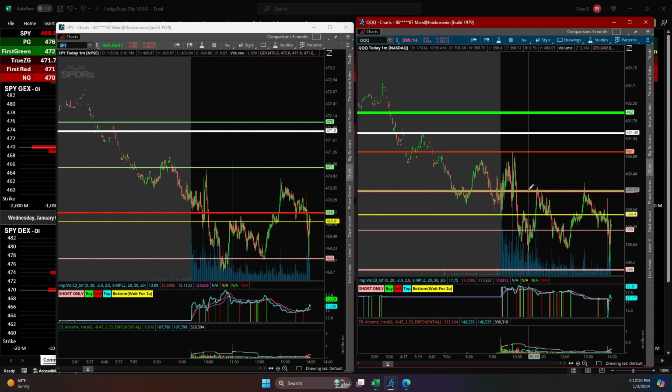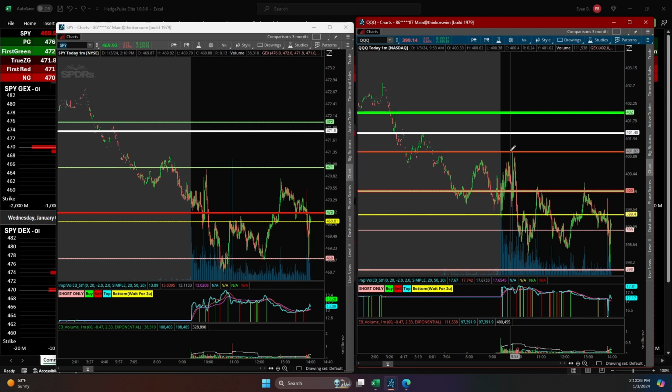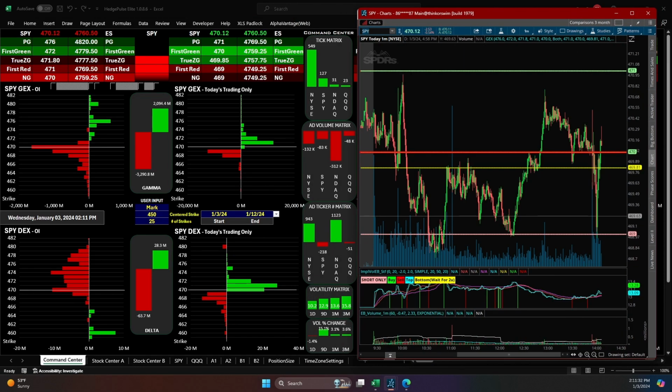But see, the 400, they push below, push back up to it, and it gets rejected. And then they run it down here, push it back up, and then they push it back down to almost 398. Now will they push it back up to 400? So you tend to get more linear moves, like I said, under the NG level. Okay. We'll keep an eye on it. So SPY ran down, tagged the 469, and then ran back up to the 470.